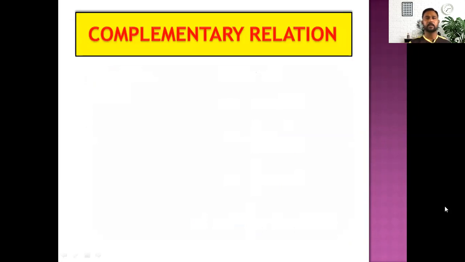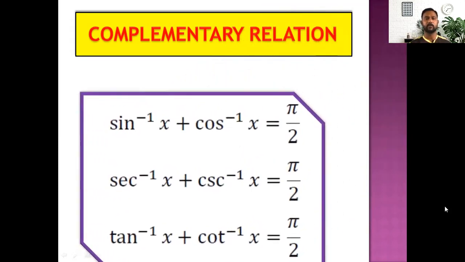Next type of relation is complementary relation. We know in smaller classes we had the complementary relation as sine theta equal to cos of 90 minus theta, like that. They were complementary relations for trigonometric functions. Let us see here what are the complementary relations for inverse trigonometric functions.